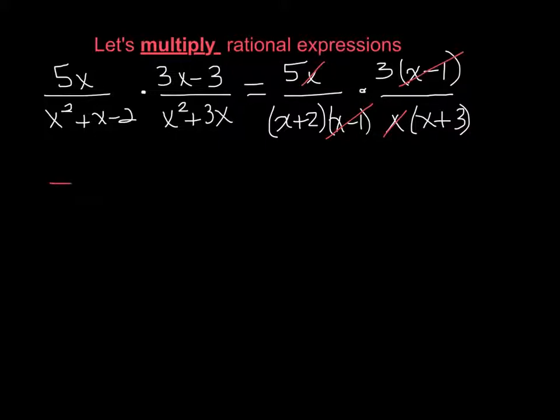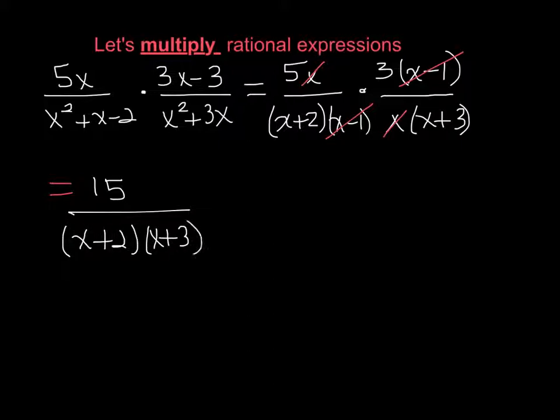Now, what we have left in the numerator is 5 times 3, which is 15. But in the denominator, we don't have to multiply out the x plus 2 times the x plus 3. We can just write it out and leave it. So this is our solution.